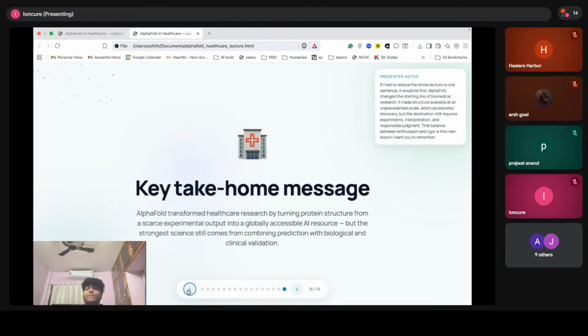But the destination still requires careful lab validation, whether it is through experiments or your logical interpretation or your responsible judgment. So that balance between enthusiasm and rigor is the important lesson that I want you guys to remember. And I hope you got the key take-home messages from my own learnings from my time in Japan, from my time in Taiwan, and I hope you like this lecture.